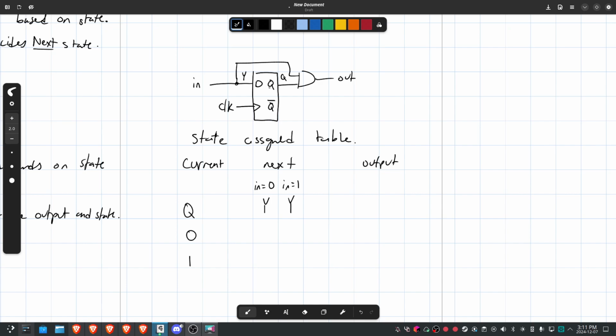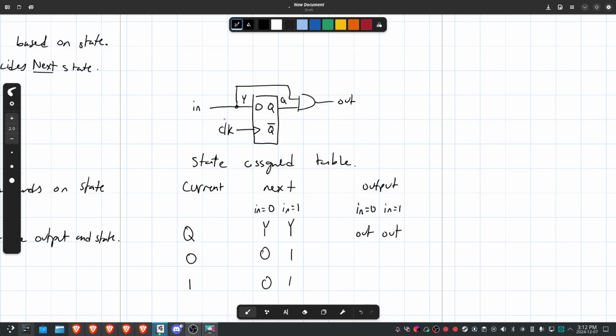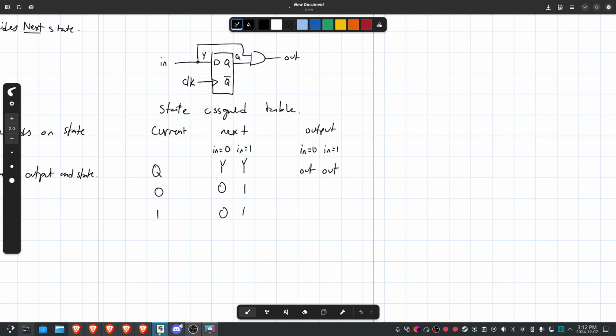So what happens when our in is 0? Well, it's just going to copy it. It copies in to Y. So it's going to be 0, 0, 1, 1. In determines Y, right? Y is equal to in. And for output, now we have to also take into account our inputs. Sorry, I should be using single letter variables, but whatever.